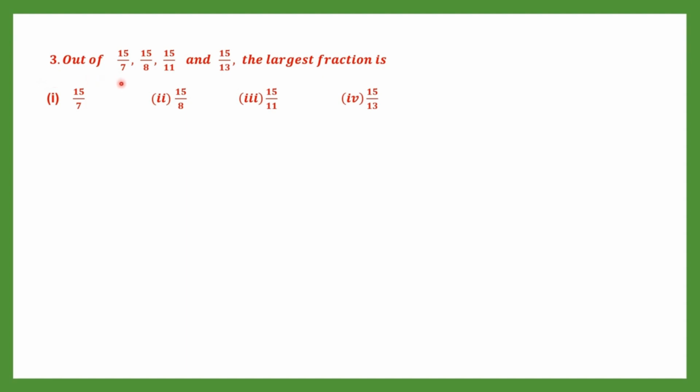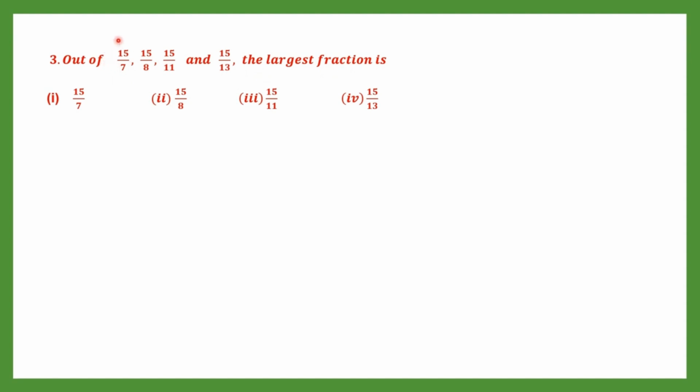Question 3. Out of these fractions, that is 15/7, 15/8, 15/11 and 15/13, the largest fraction is which one of these? Now, did you notice that the numerators are all the same? It's all 15. All four fractions have 15 as their numerator. Now, when the numerators are the same, the smallest denominator becomes the largest fraction. So the smallest denominator is 7. Because it's the smallest among all these, 15/7 will become the largest fraction.